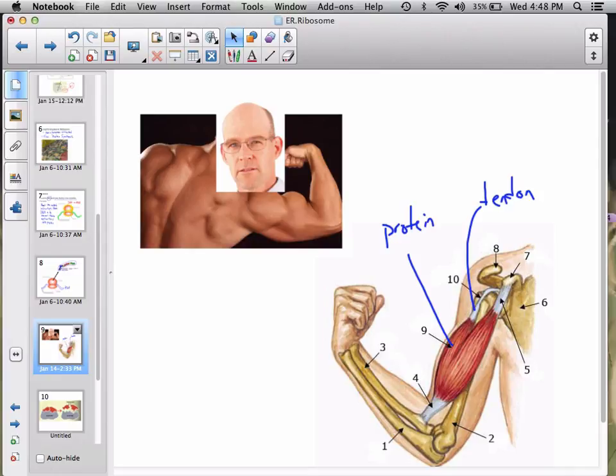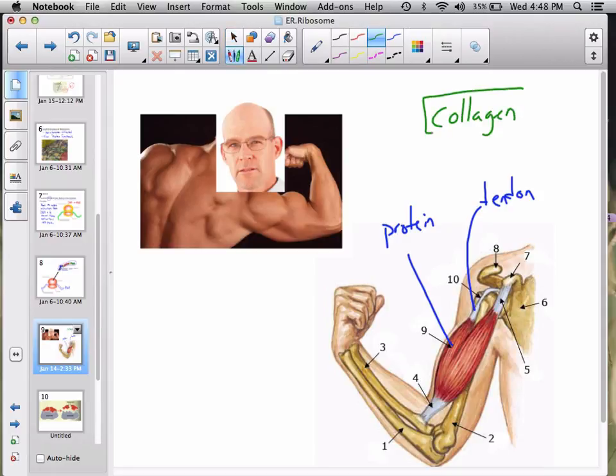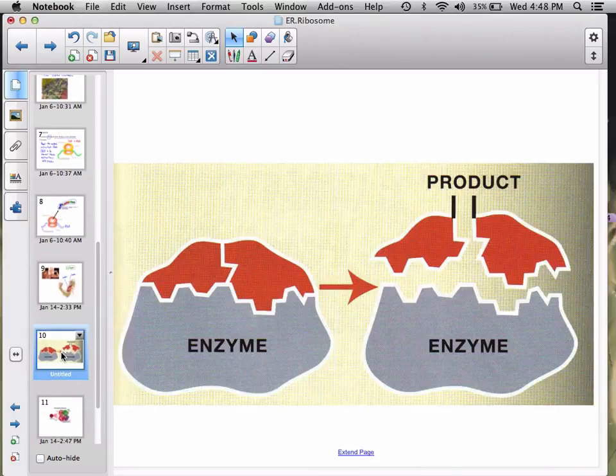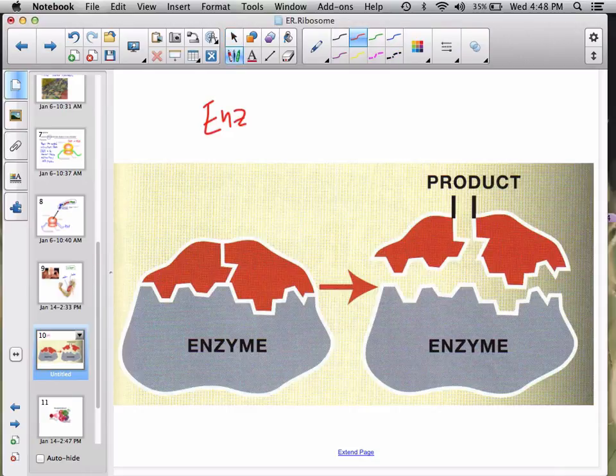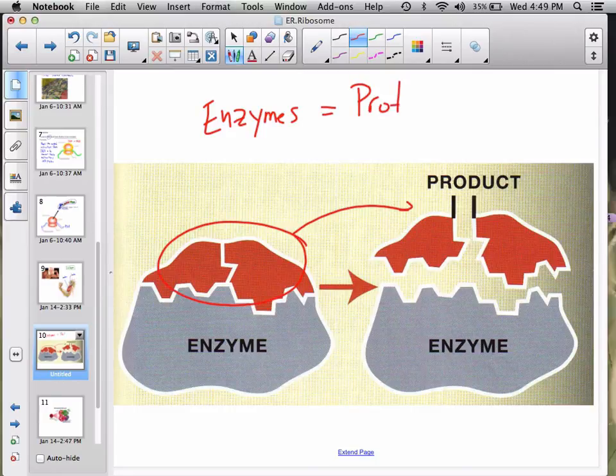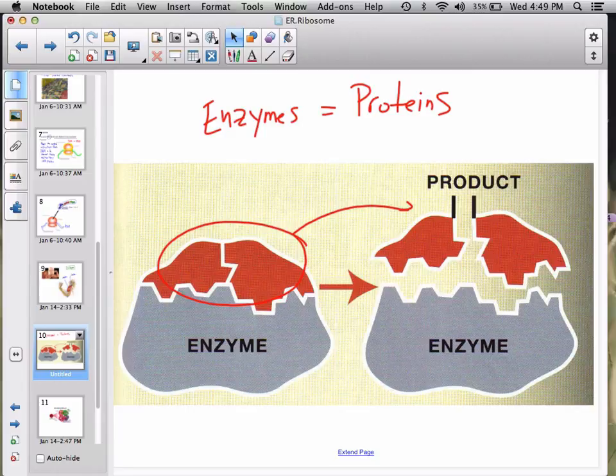Cool little fact, the most abundant protein in the human body is something called collagen. Collagen is what makes up all of your connective tissue, tendons, ligaments, the stuff that holds your organs. So there's a really, really important use for proteins. Another one that you've all heard about, enzymes. Enzymes are proteins. In this diagram, we're looking at an enzyme that is taking a substrate and breaking it apart. All enzymes on Earth are proteins, and enzymes catalyze chemical reactions.